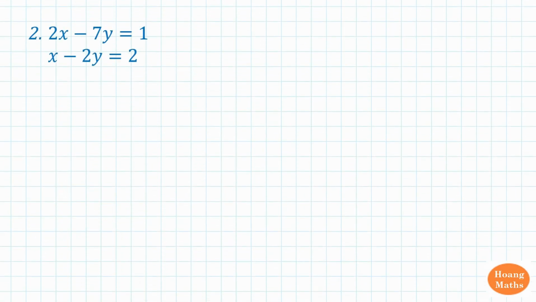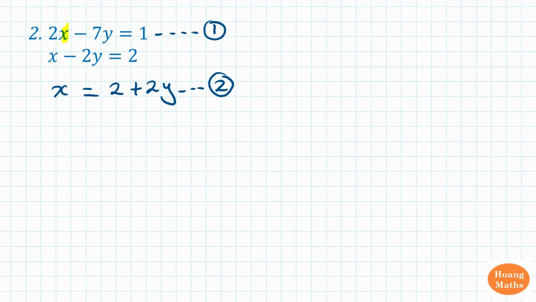Last one. So we need to make x the subject first. So I just move this negative 2y onto this side. So this will give me x is equal to 2 plus 2y. Let's name the first equation, equation number 1, and the second equation, equation number 2. So we can substitute equation number 2 into equation number 1.